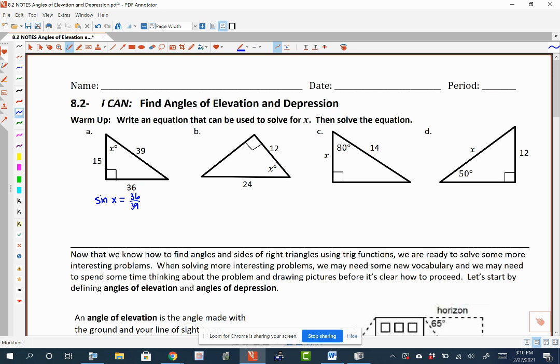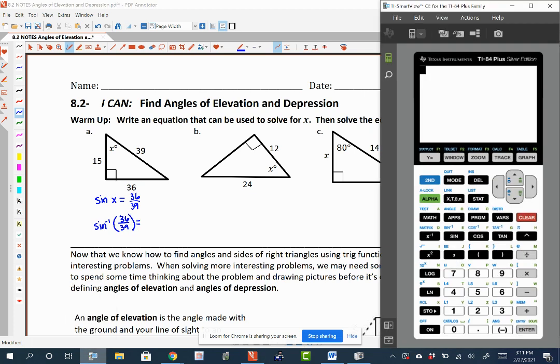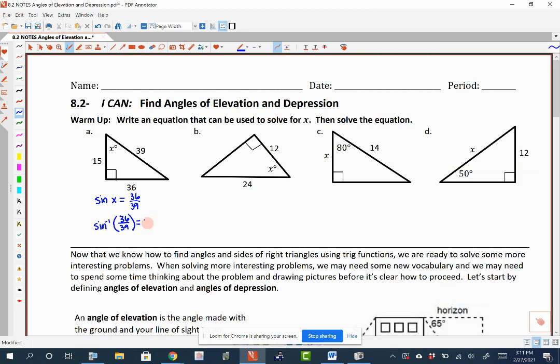Now I know to find an angle, I need to find the inverse of that ratio. So I'm going to use my calculator and type that ratio in. Make sure I'm doing second sine to get that inverse up there, and I'm going to do 36 divided by 39. So the angle that gives this ratio would be a 67-degree angle. And I could have also got that same ratio from using any of the other trig functions.